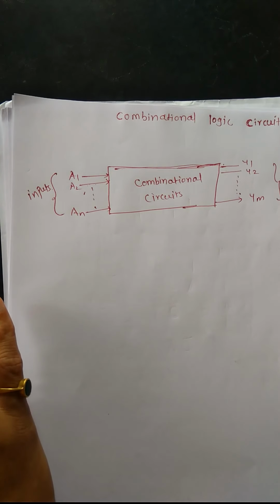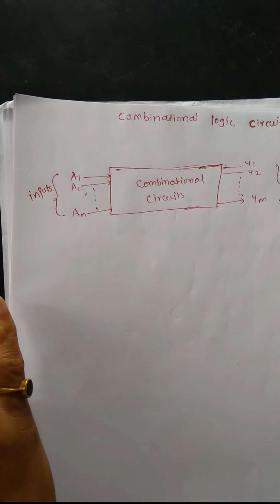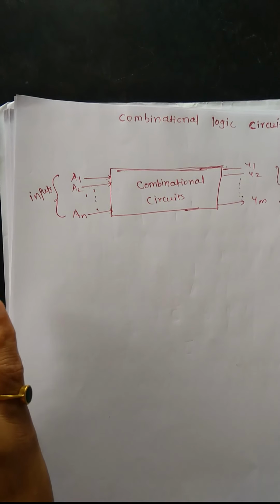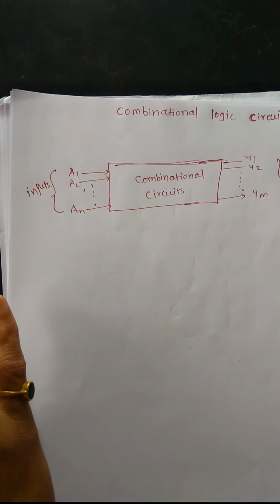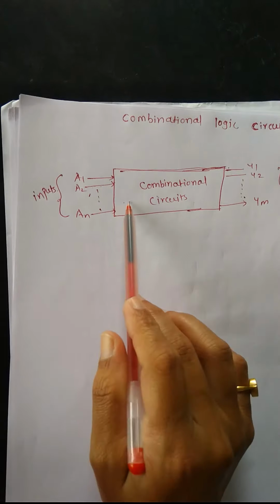The output does not depend on the past value of the inputs or outputs. So in a combinational circuit, a memory element is not required to store the past value of inputs and outputs. And this is the block diagram of a combinational circuit.